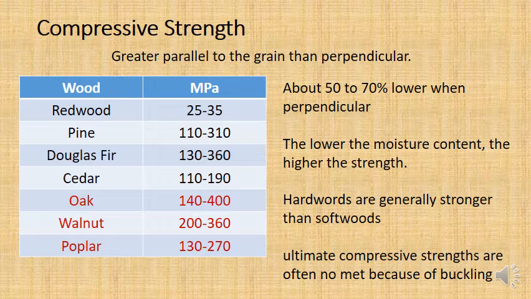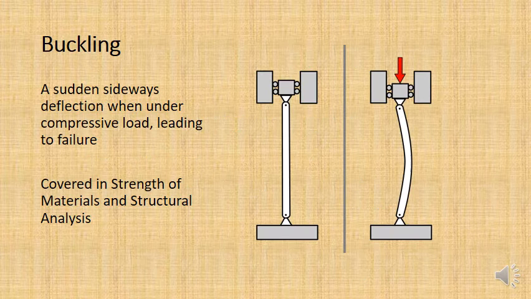Now, these strengths may seem quite impressive, but what you need to know is that if the piece of wood you're using is very long and skinny, you are probably never going to meet this level of compressive strength. The ultimate compressive strength is often not met because of something called buckling. You can get to this strength if you've just got a small block of wood, but if it is a long pole of wood, you're not going to get that. And I'll try and explain that in the next slide.